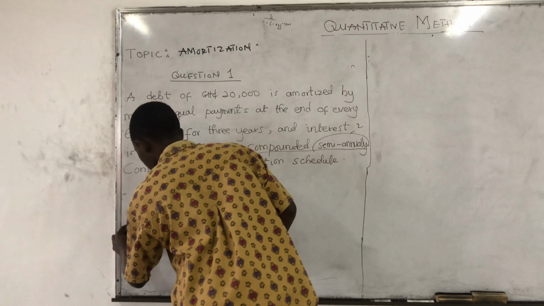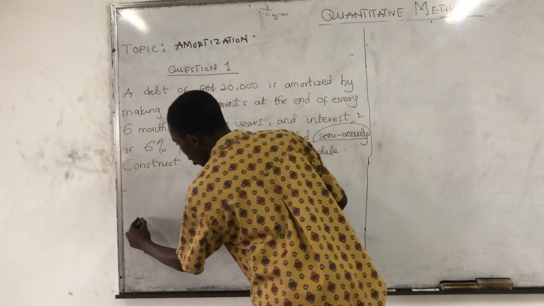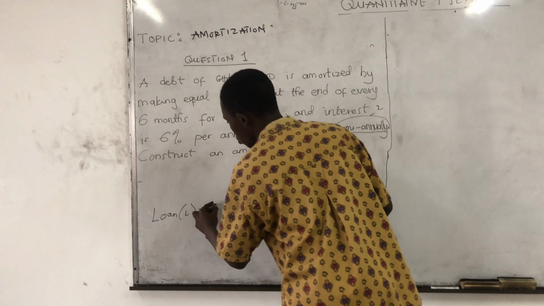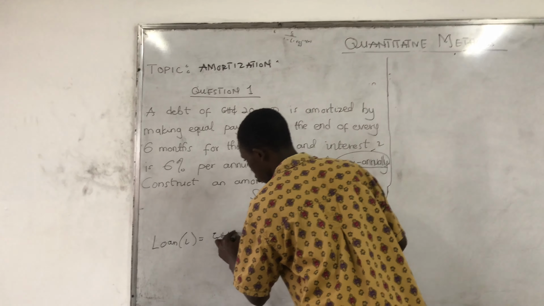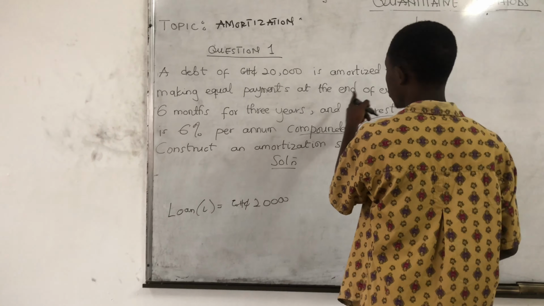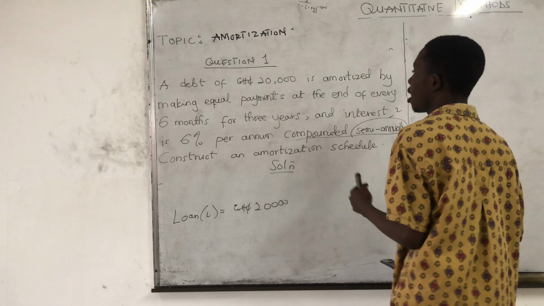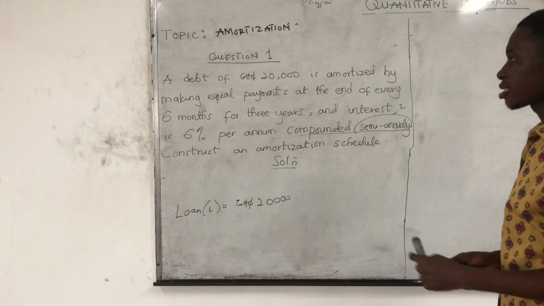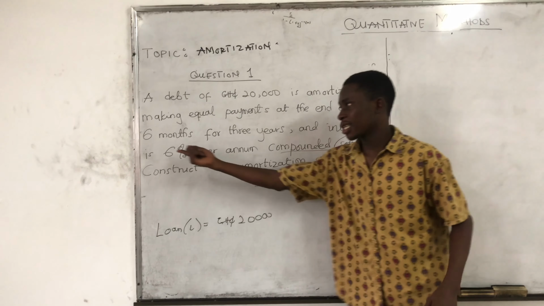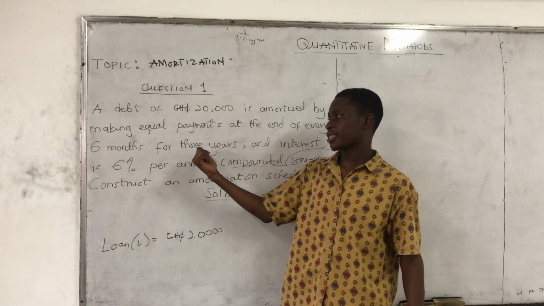So let's give the information. A debt of 20,000, so the loan. Debt is the same as loan. So loan is 20,000. Now, making equal payments at the end of every 6 months for 3 years. One might ask, we have 6 months here, and we also have 3 years here.